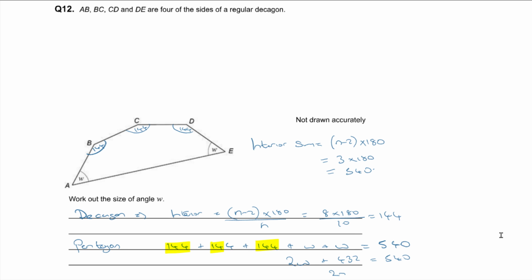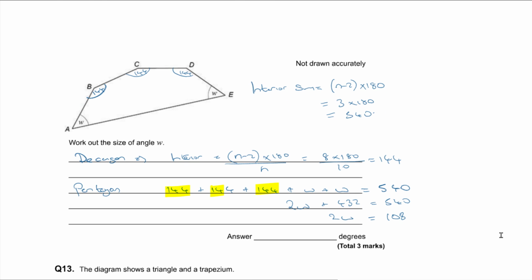So then 2W is equal to 540, take away 432. That's 108. Okay, and then W is going to be 108 divided by 2, because there's 2 of them, isn't it? So that's 54. So each one is going to be 54.